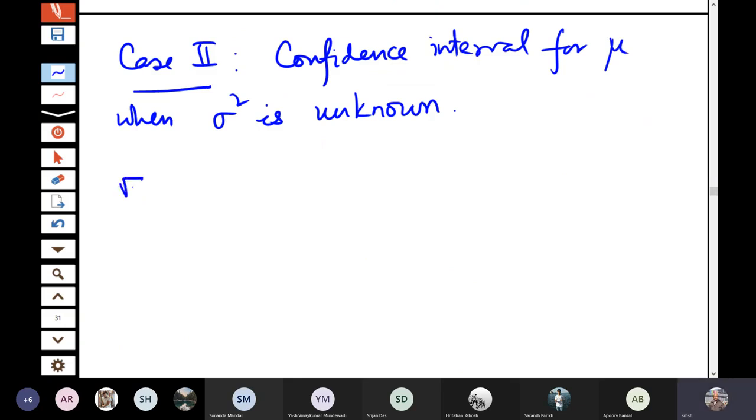So we have square root n (x bar minus mu) by sigma as normal 0, 1, and then we have (n minus 1) s square by sigma square has chi square n minus 1. So you know that if I consider the standard normal divided by the square root of a chi square divided by its degrees of freedom, that is a t distribution. So this we have derived. So in place of that, we will make use of this.